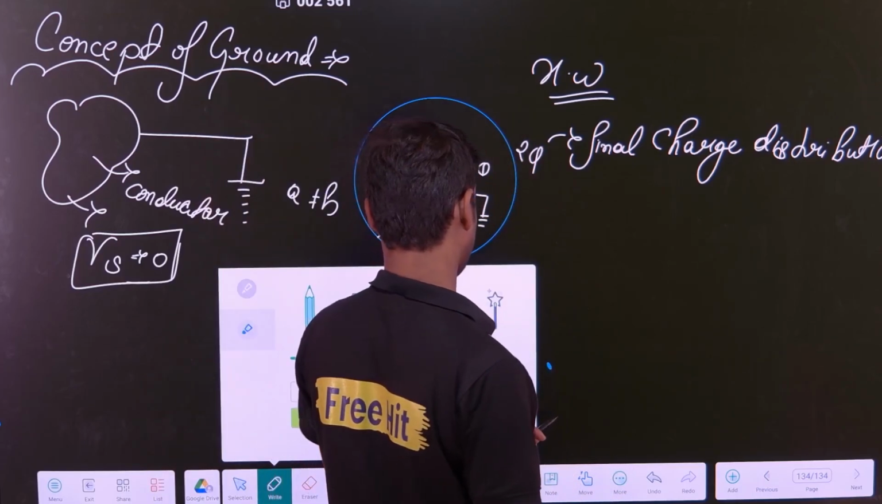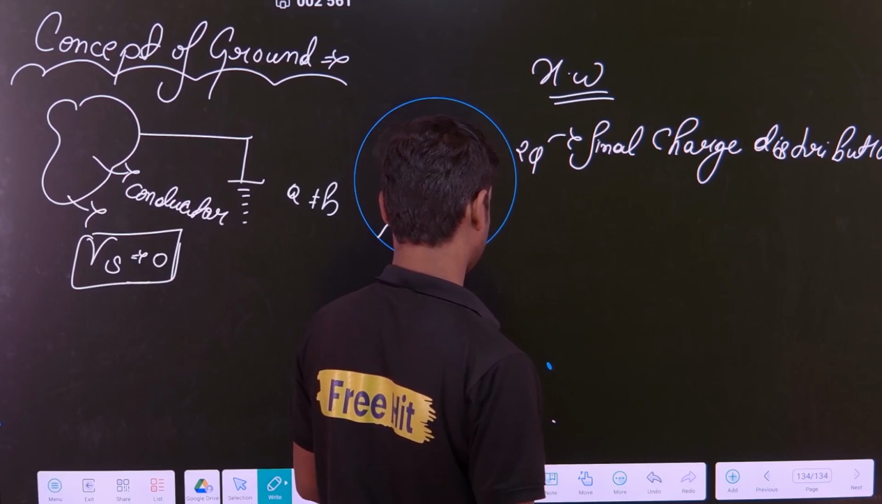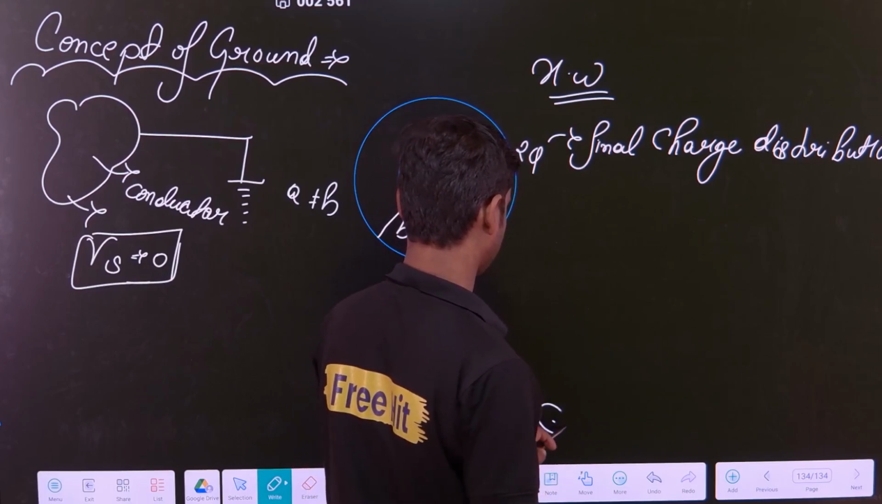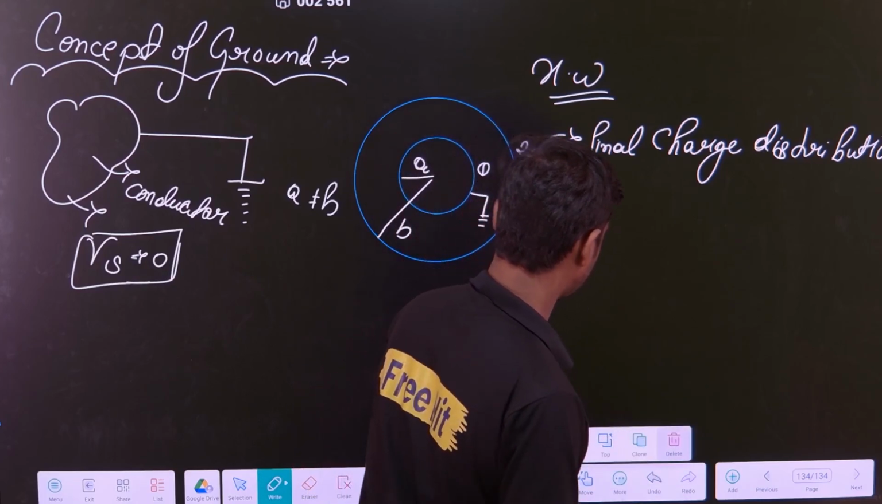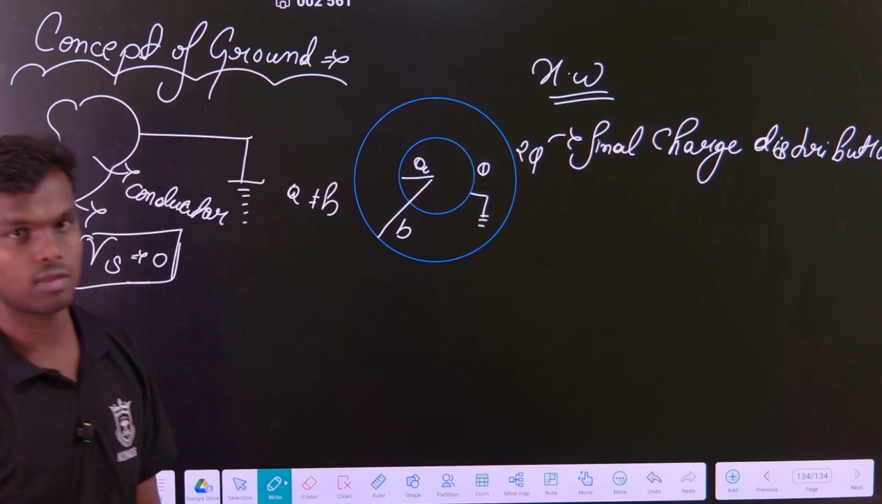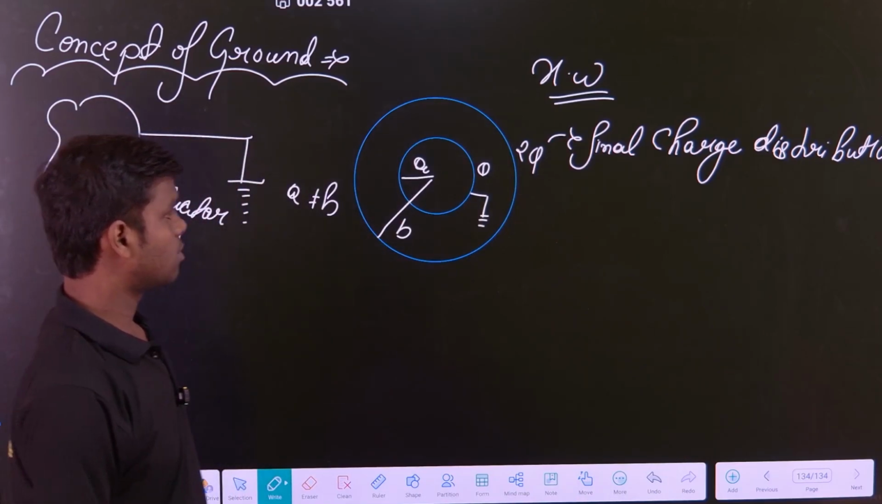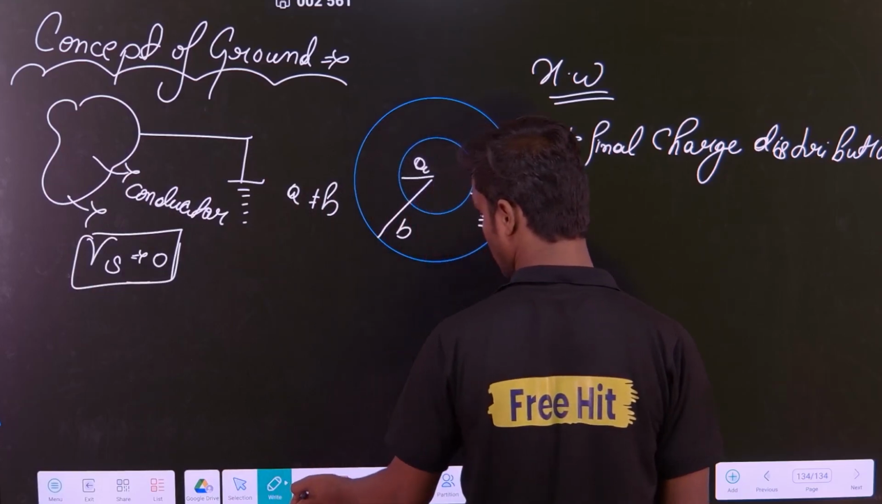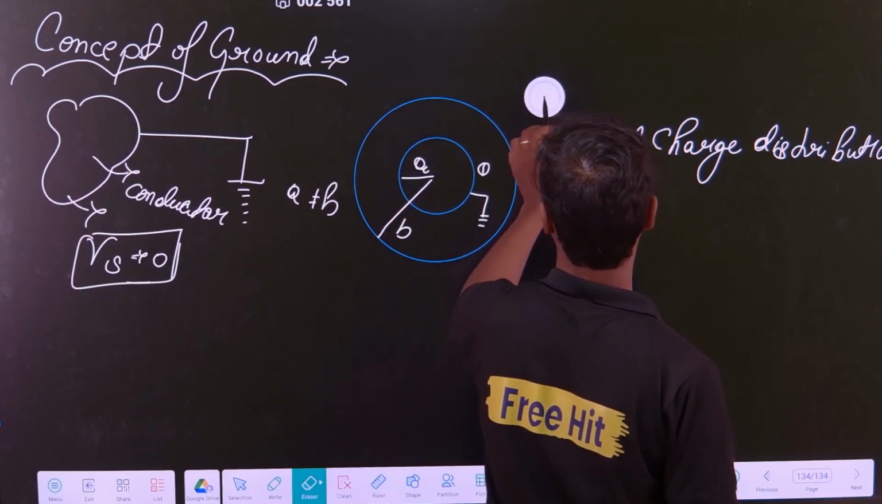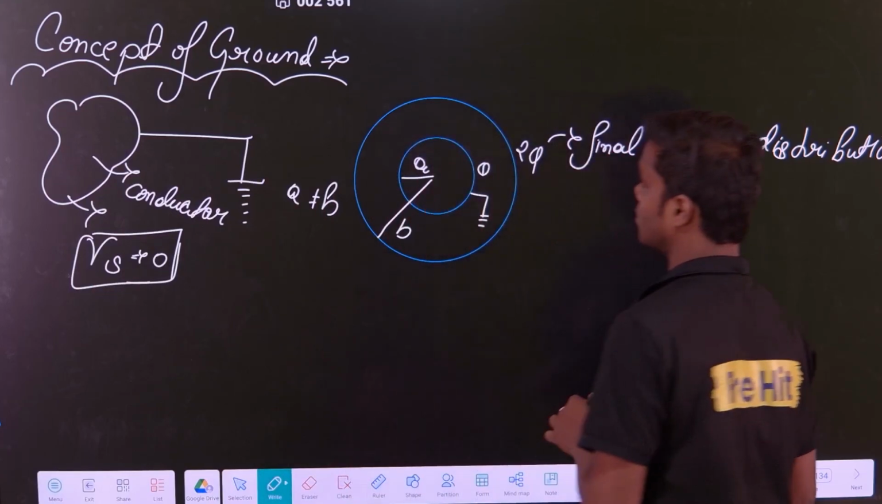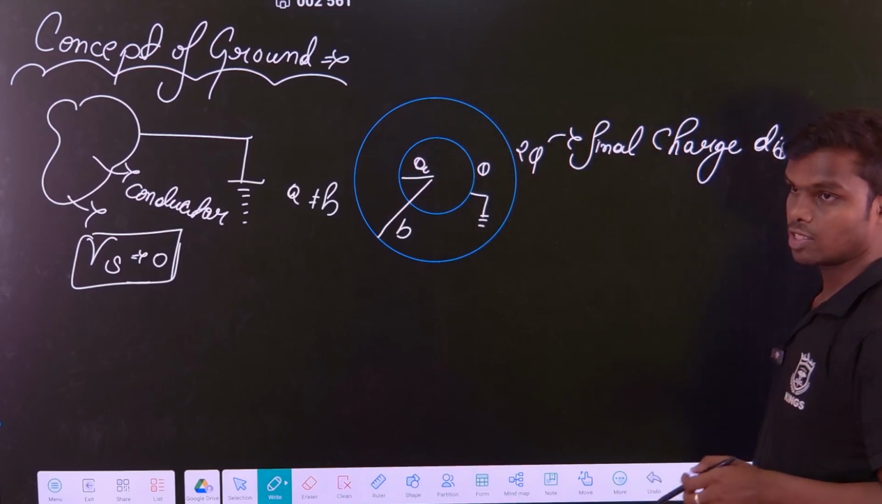Are you getting my point? I am asking, I have connected this conductor to the ground, so what is going to happen? Or let me solve it for you. Can you tell me what is going to happen here?